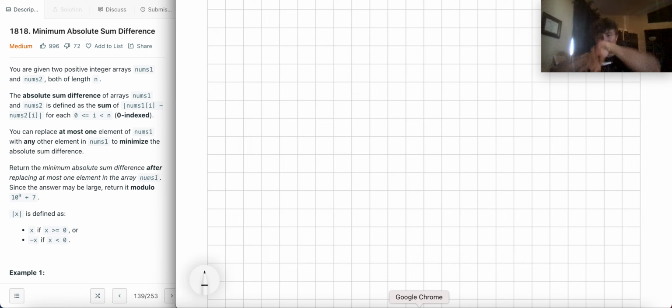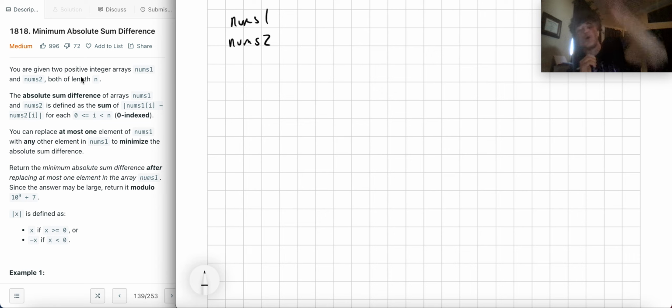Minimum absolute sum difference. You are given two positive integer arrays, nums1 and nums2, both of length n. So we're given nums1 and nums2, and they're of equal length. Equal length usually implies that we're dealing with something where each index reveals something about both arrays, right? They have the same amount of indexes, so the indexes reveal that they're parallel arrays or something like that.